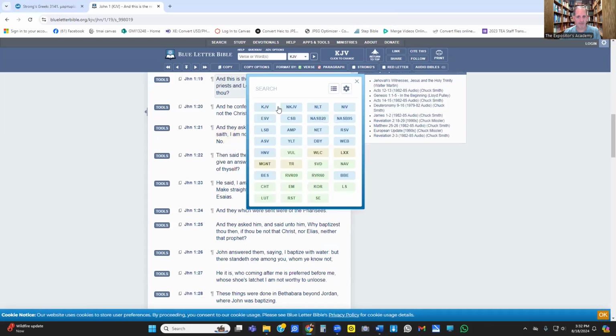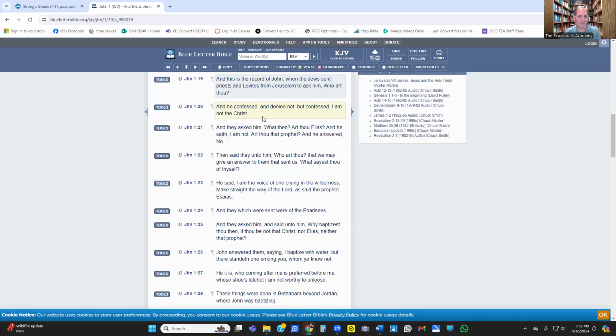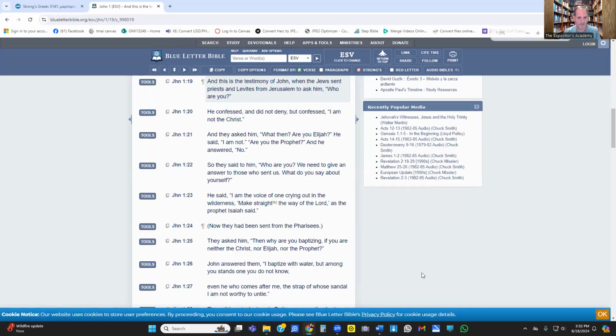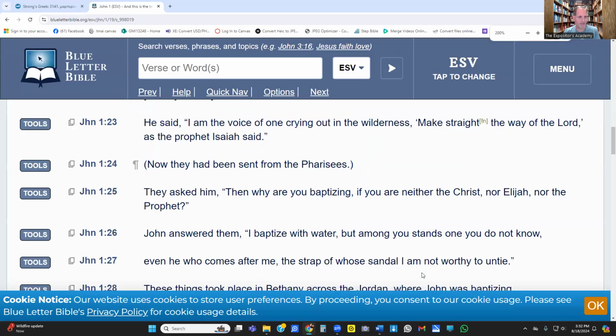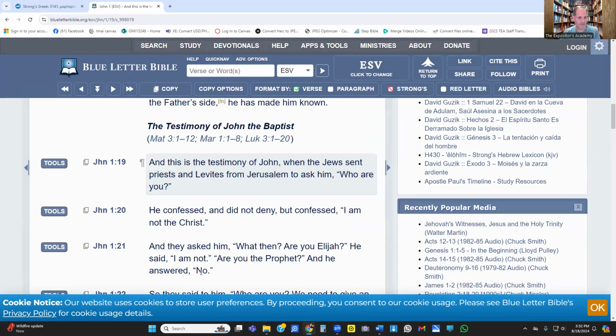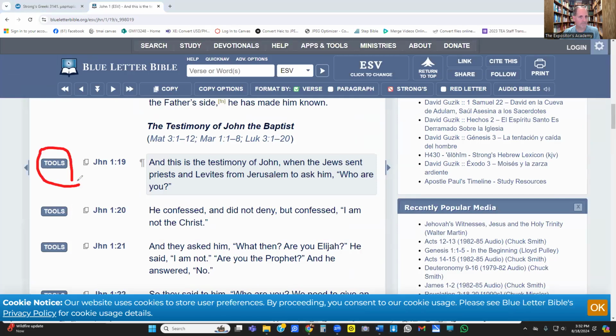And we're studying the ESV translation. So testimony here, notice you're going to want to hit, if you're in Blue Letter Bible, you need to hit that word tools. See it over here on the left? Tools. All right, so you type in your verse here and your translation.